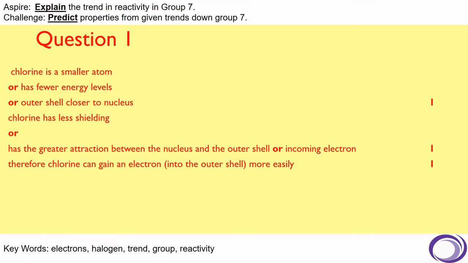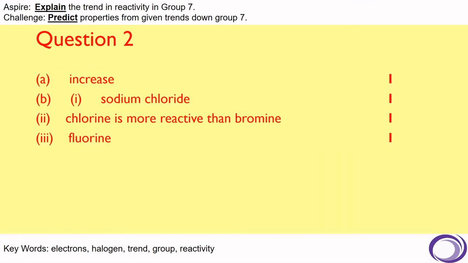For our second question, the boiling points increase. It would form sodium chloride. Chlorine is more reactive than bromine, which is why it displaces it, and fluorine would be able to displace chlorine.